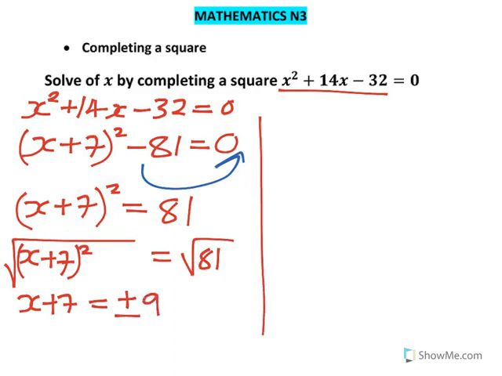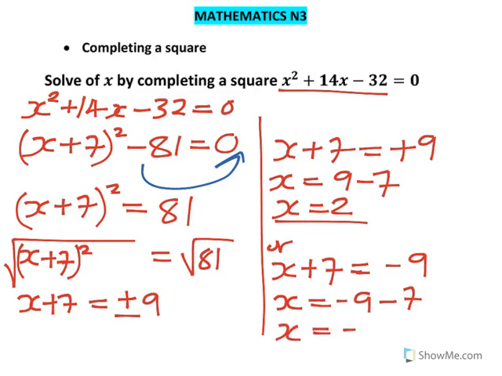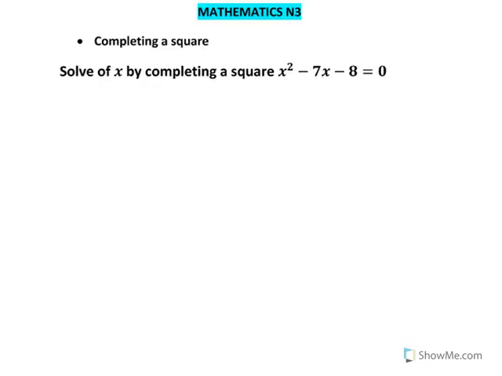So now what are you having? You are having x plus 7 is equal to, take the top part, plus 9. Then you solve for x. You are saying x is equal to 9 minus 7. Therefore x is equal to 2. Or x plus 7 is equal to, take the bottom part. The bottom sign is minus 9. x is equal to minus 9 minus 7. Therefore, x is equal to negative 16. So those are the two values of x.